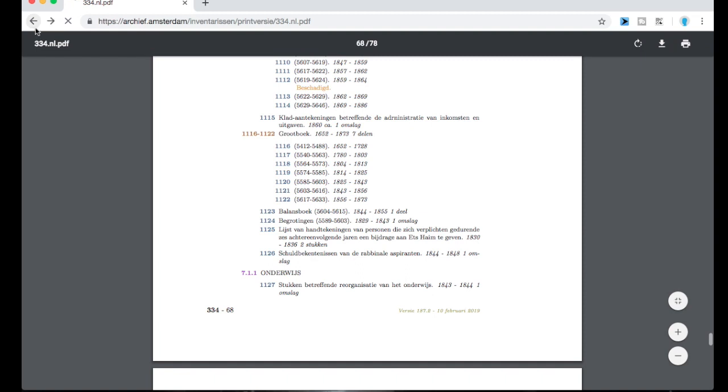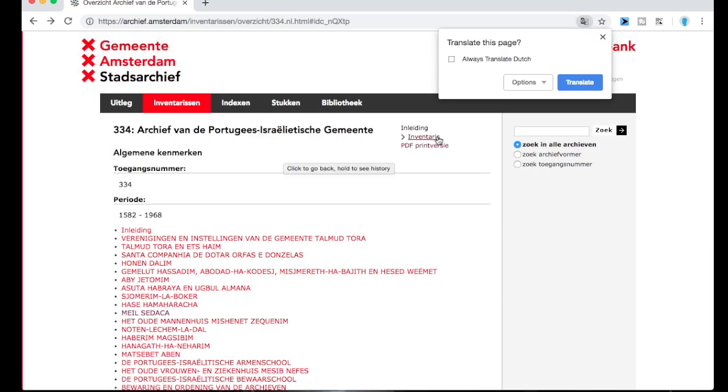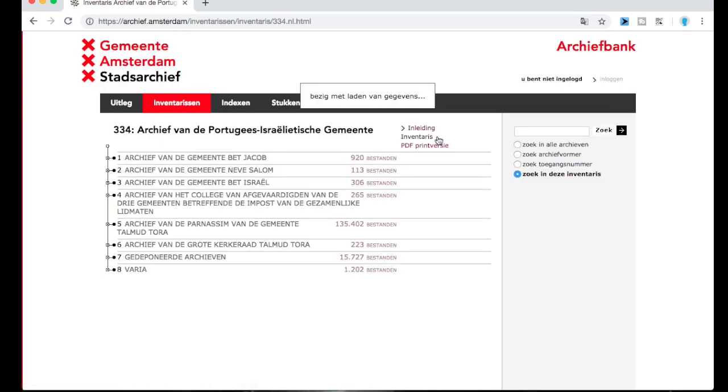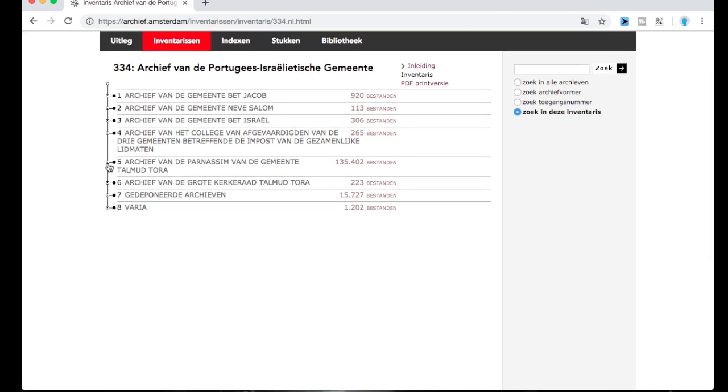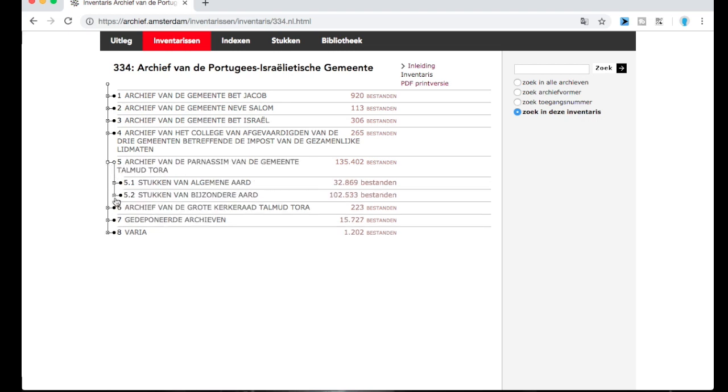So going back, now we're going to look at the meat of this, and this is the actual inventories. And as I showed before, all you have to do is click this little square box, and that's going to open up what you want to look at. So what we're going to look at is actually one of my favorite catalogs within all of the Amsterdam archives. So we're going to go 552.